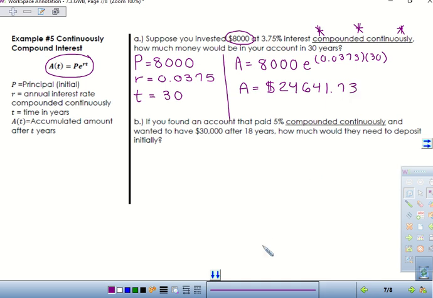Alright, so that's everything new for today. The last thing I want to show you guys real quick. You guys are going to try the B's on your own. But before you get started, let's be careful on B, because if you wanted to have 30,000, does that represent the final amount, the accumulated amount, or the principal? Final. Yes, so that's going to be A. So you're actually going to be solving for P in this one. Alright, so you guys go ahead and try the B's on both examples while we come around with homework.